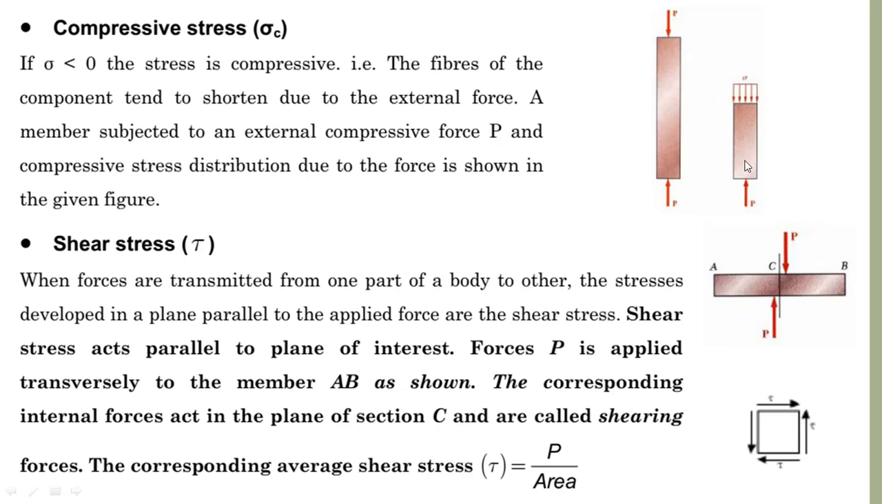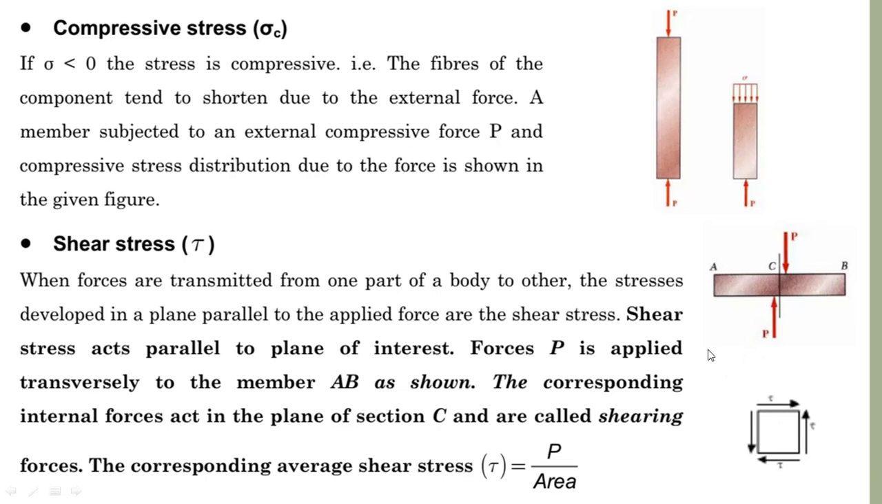Then shear stress is when stress is acting in this fashion. When forces are transmitted from one part of a body to another, the stresses developed in the plane parallel to the applied force are the shear stress. Shear stress acts parallel to the plane of interest. Force P is applied transversely to the member AB as shown. The corresponding internal forces act in the plane of C, called shearing. So shear stress will be like this. We are showing it in this fashion. This is the shear stress, and it is denoted by tau. Tau is P divided by area, but the area is this area. This area we need to take.